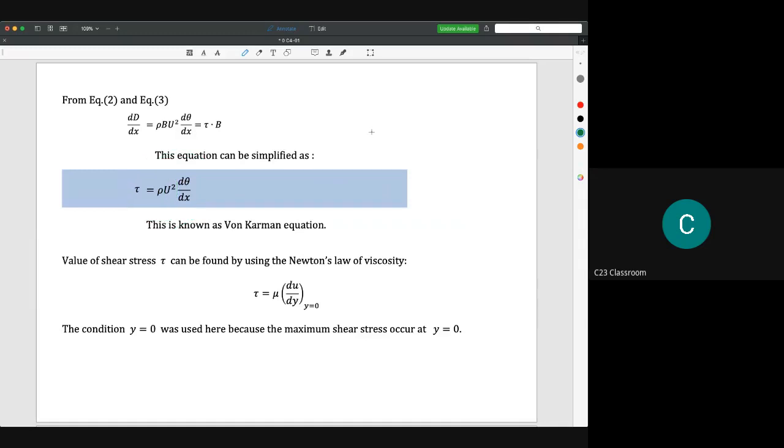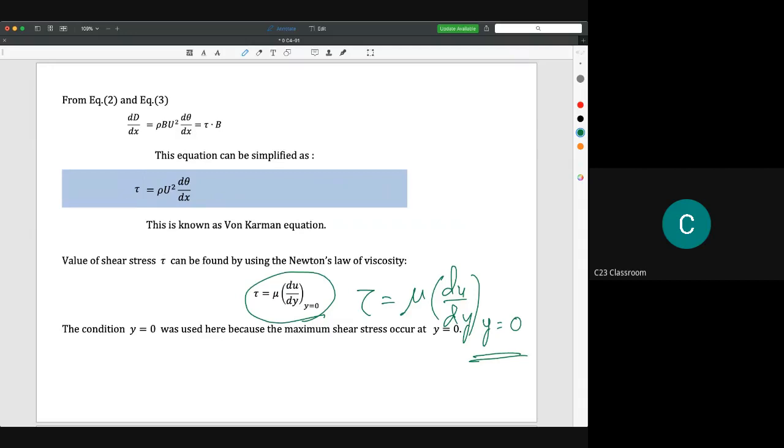Another thing that you need to understand is that Newton also proposed a law of viscosity that we learned previously, which is tau is equal to mu du/dy. In this situation, we take the condition y equal to 0. Why do we take y equal to 0? Because at y equal to 0, the shear stress is at its maximum.